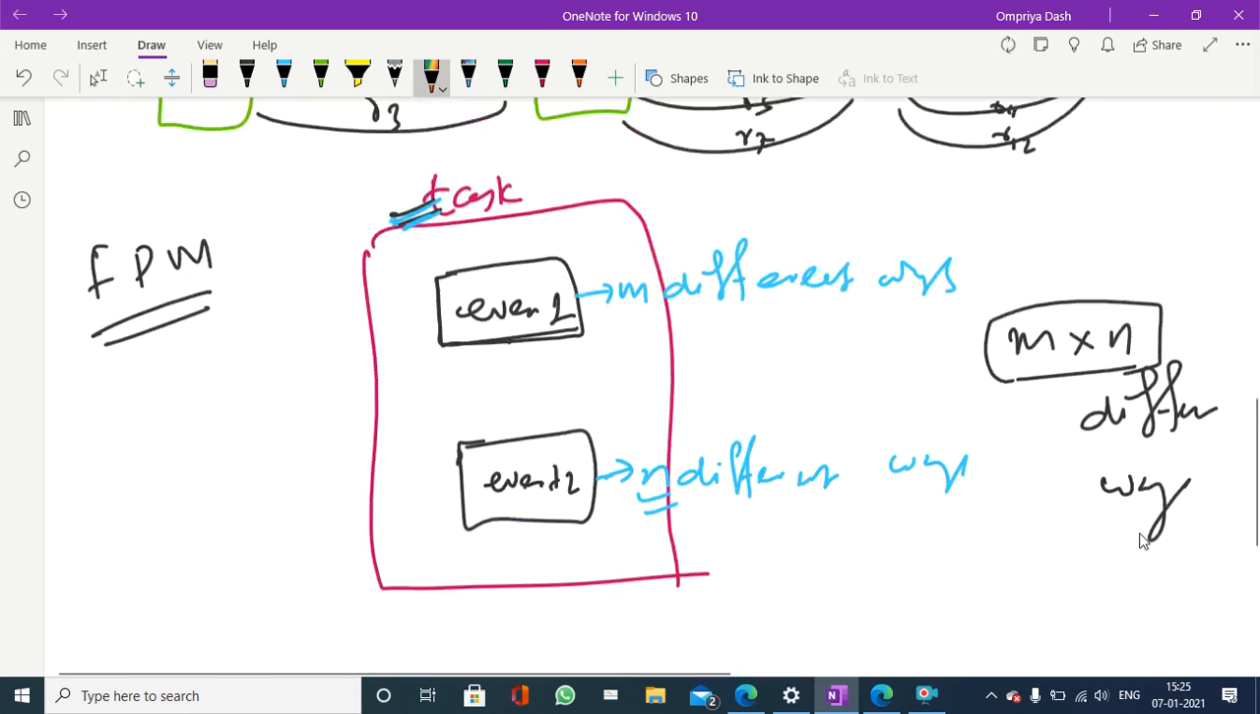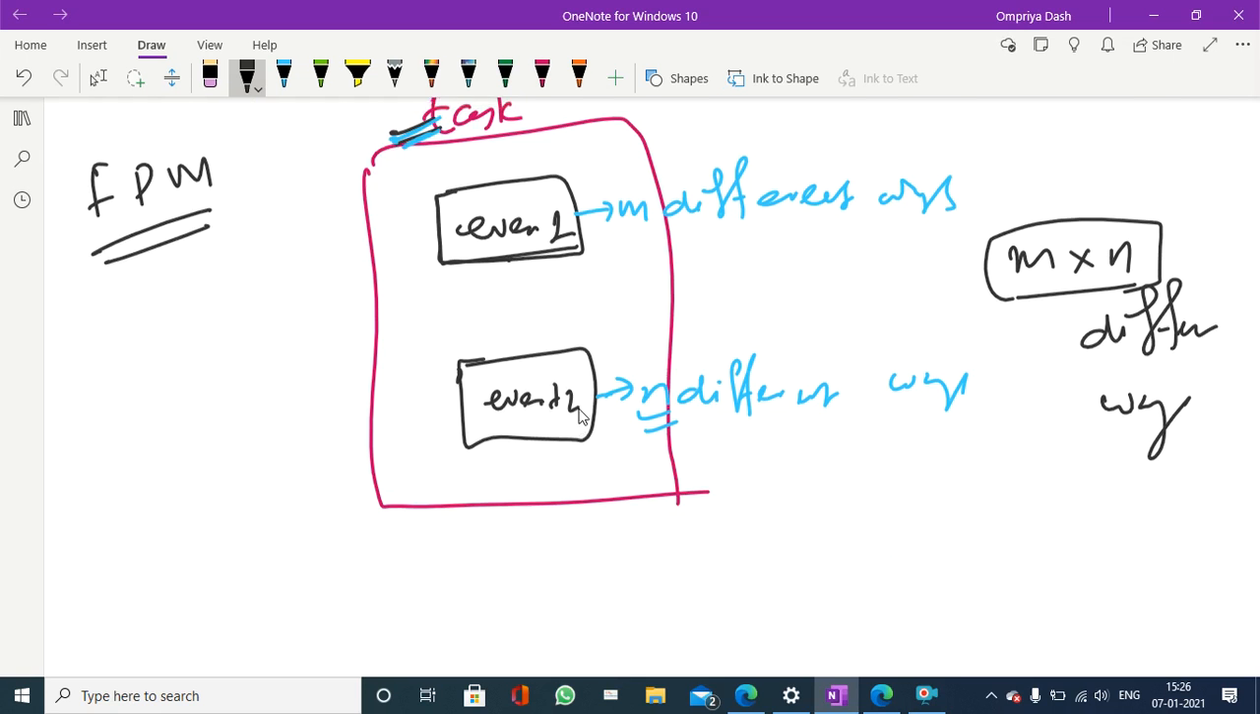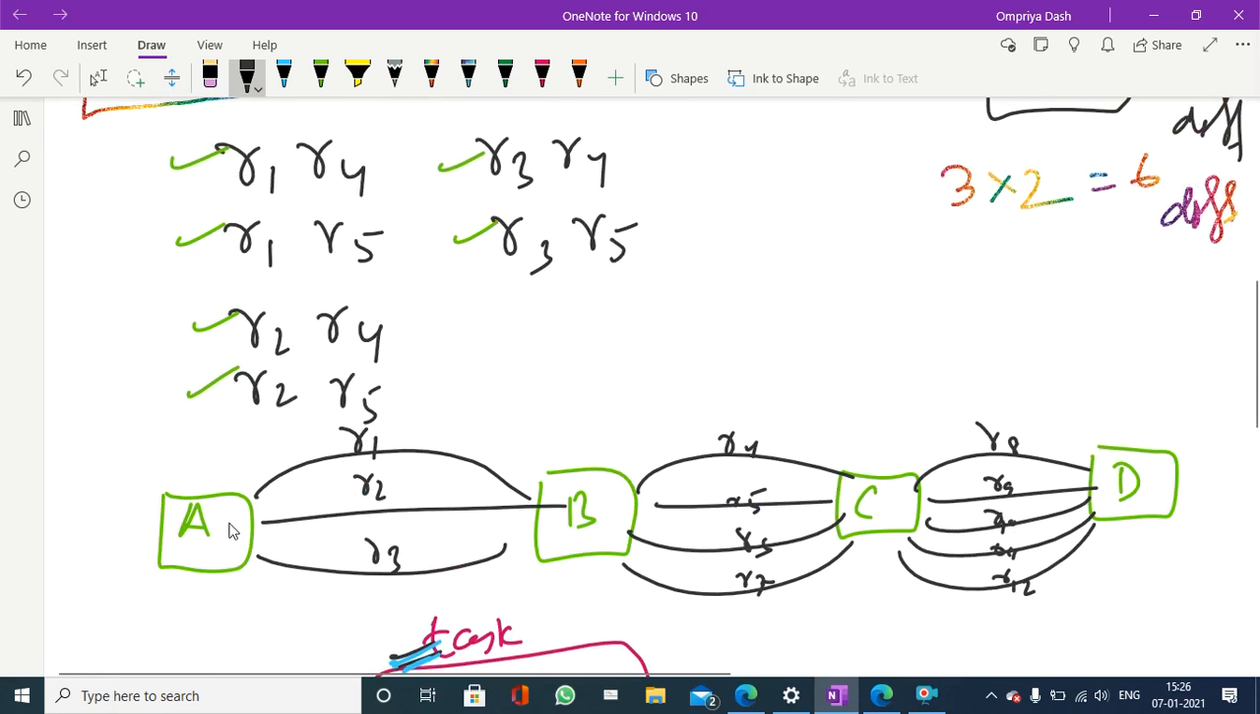Now keep in mind here that this fundamental principle of multiplication is not restricted to only 2 events. It can be extended to any number of events. For example, in this example, we are trying to go from A to D via B and C. This is our task.